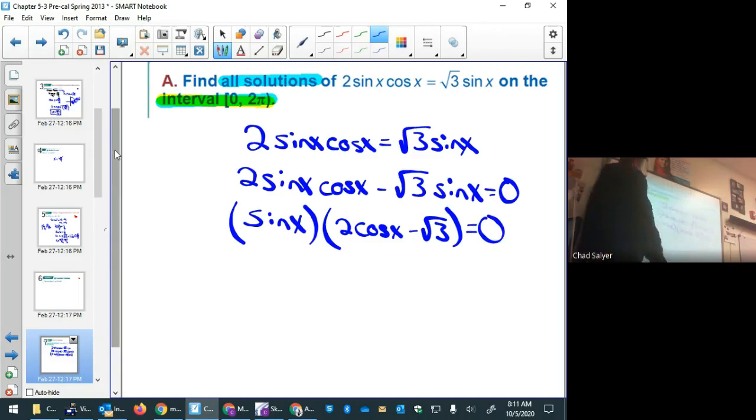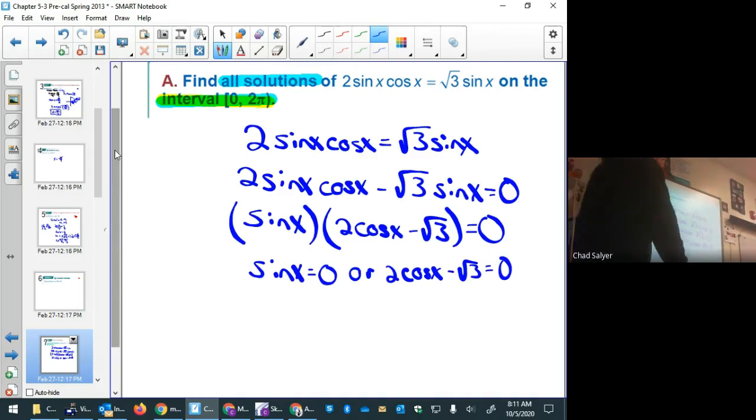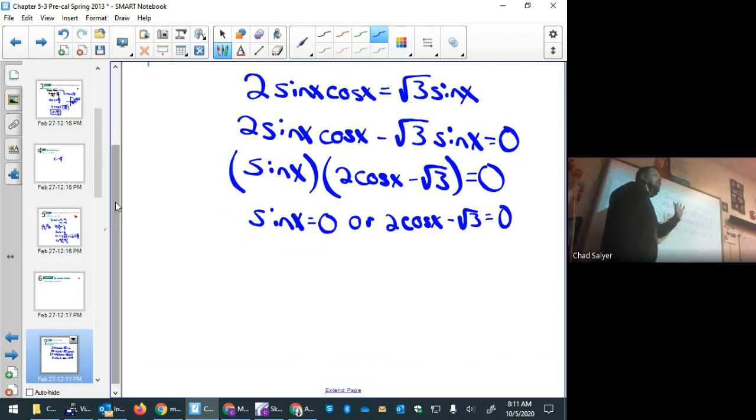So what I've done here is created a situation where I can apply the zero product property, which tells me if a times b is 0, then a equals 0, or b equals 0. So the zero product property allowed me to create these 2 equations where we don't have the problem of mismatched trig functions. So where is the sine of x equal to 0 on the unit circle?